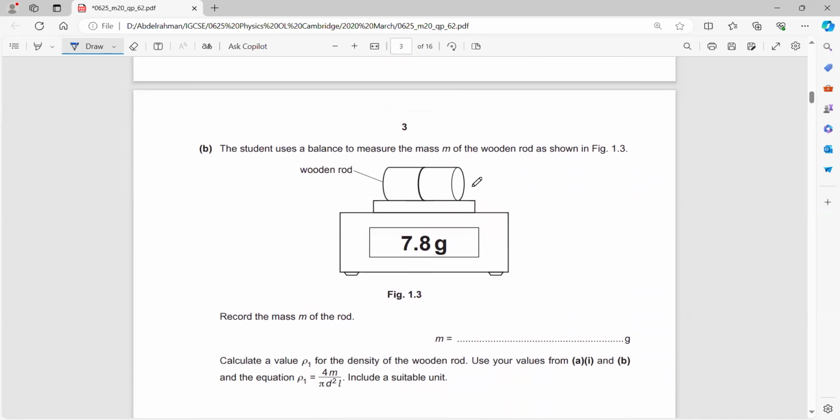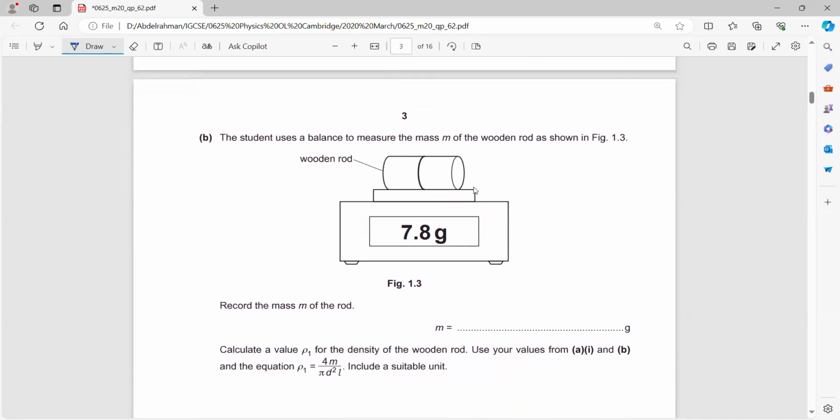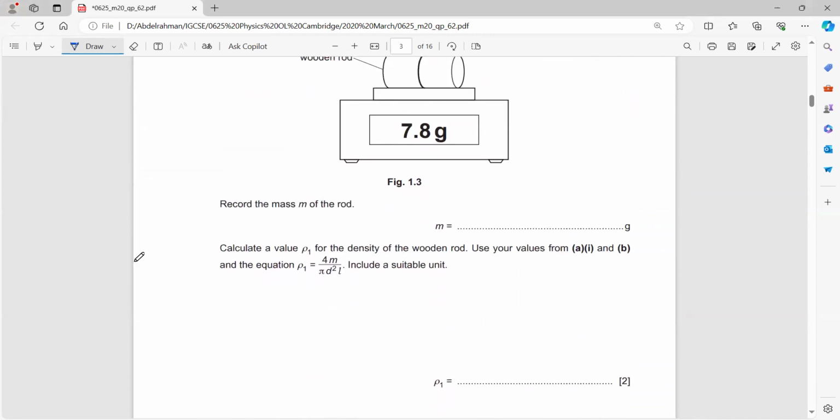Record the mass of the rod. I guess this is quite easy. You can record the same mass, and then I can calculate the density. Mass is 7.8 grams. Calculate the value for rho 1, density of the wood, using your values. Rho 1 equals 4m over pi d squared L. Include a suitable unit.